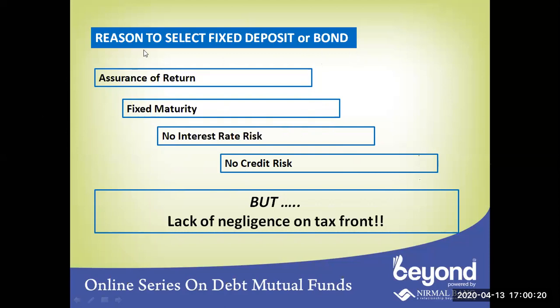Similar is the case on the bond side. For assurance of return, there is a fixed coupon which investors get. For fixed maturity, they know that after 5 years the bond is going to mature and they will get their principal back. And there is no interest rate risk. Maybe there will be a minor mark to market, but if you hold that particular paper till maturity, there won't be any impact on the principal. You will get your principal back. Credit risk, yes, is involved within a bond.